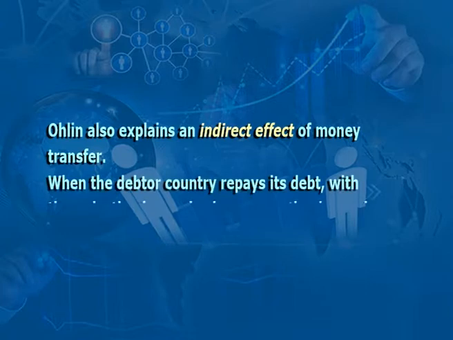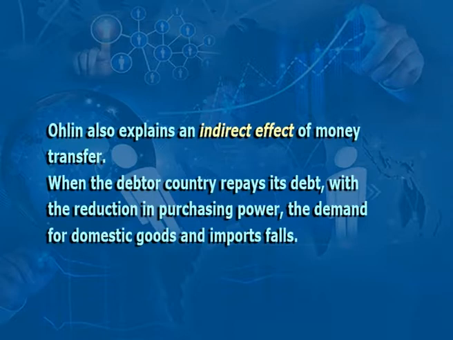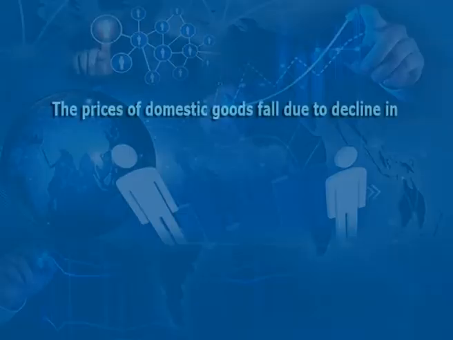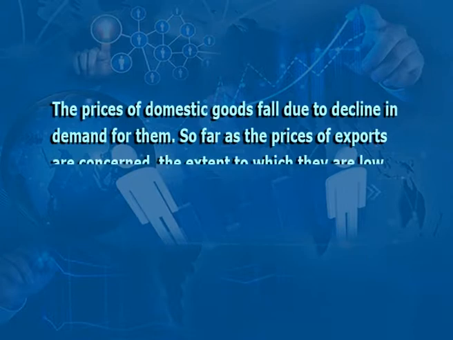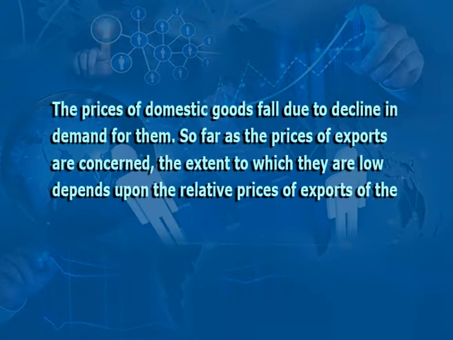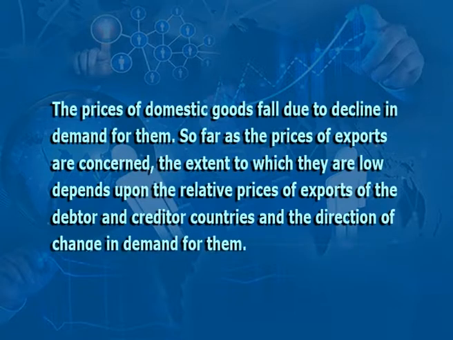When the debtor country repays its debt, with the reduction in purchasing power, the demand for domestic goods and imports falls. This shifts a part of the factors of production from domestic goods industries to export industries. Consequently, exports increase and imports fall. Further, the prices of domestic goods fall due to decline in demand for them. So far as the prices of exports are concerned, the extent to which they are low depends upon the relative prices of exports of the debtor and creditor countries and the direction of change in demand for them.